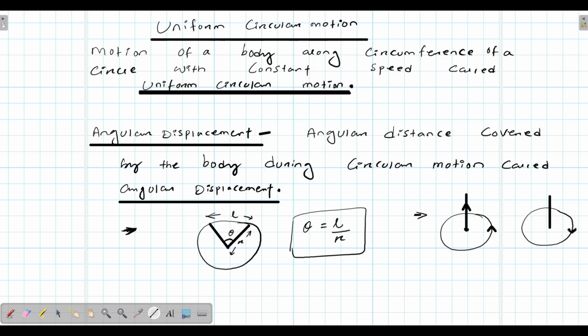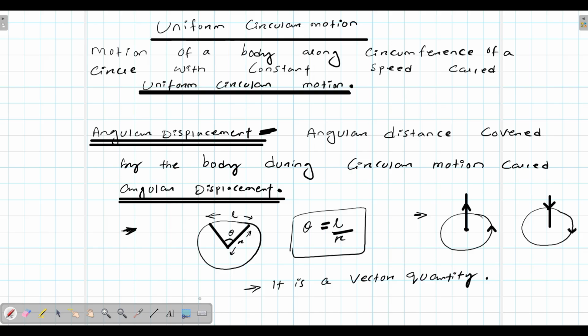So that is angular displacement. Angular displacement says कि angular distance covered by the body during circular motion. Theta equals to L by R. It is a vector quantity.